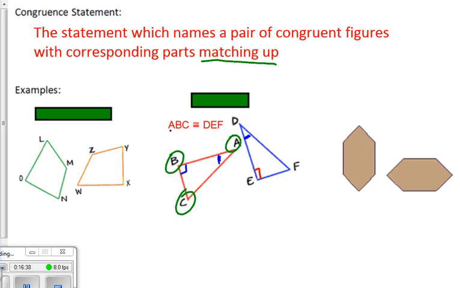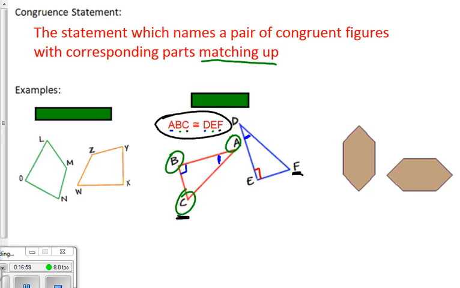So wherever I have an A, I have to match it with D. Wherever I have B, I have to match it with E. And wherever I have this one, C, that has to match with F. So I'd have to say ABC is congruent to DEF. That is the congruency statement.